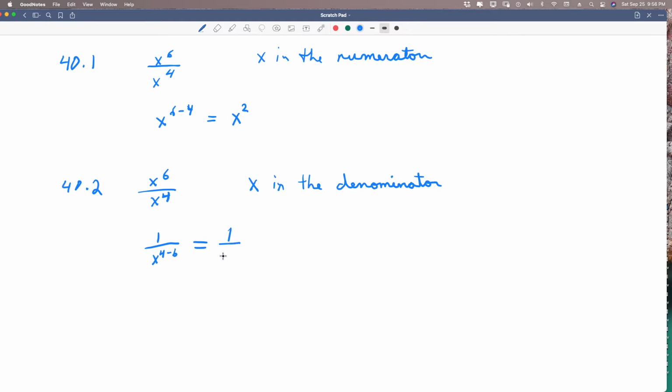So this becomes 1 over x to the negative 2. And if you look at this one and you look at this one, they have the same value because you want to take this negative 2 and move it up. And it would be the same thing, right? Let's do 40.3.